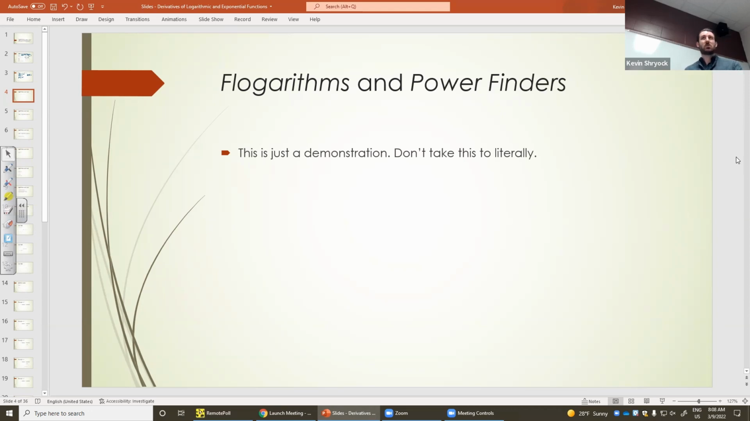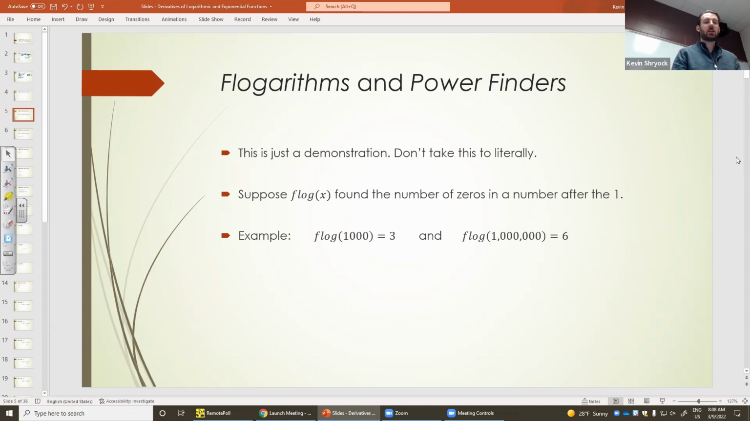This is going to be just a demonstration. Don't take this literally until the end, and then you'll understand why I'm demonstrating with things that are a little less formal to begin with. Let's just do an experimentation. Let's imagine that I come up with a brand new function. I'm going to call it a fake logarithm, or a phlogarithm, if you will. Here's what the phlogarithm does.